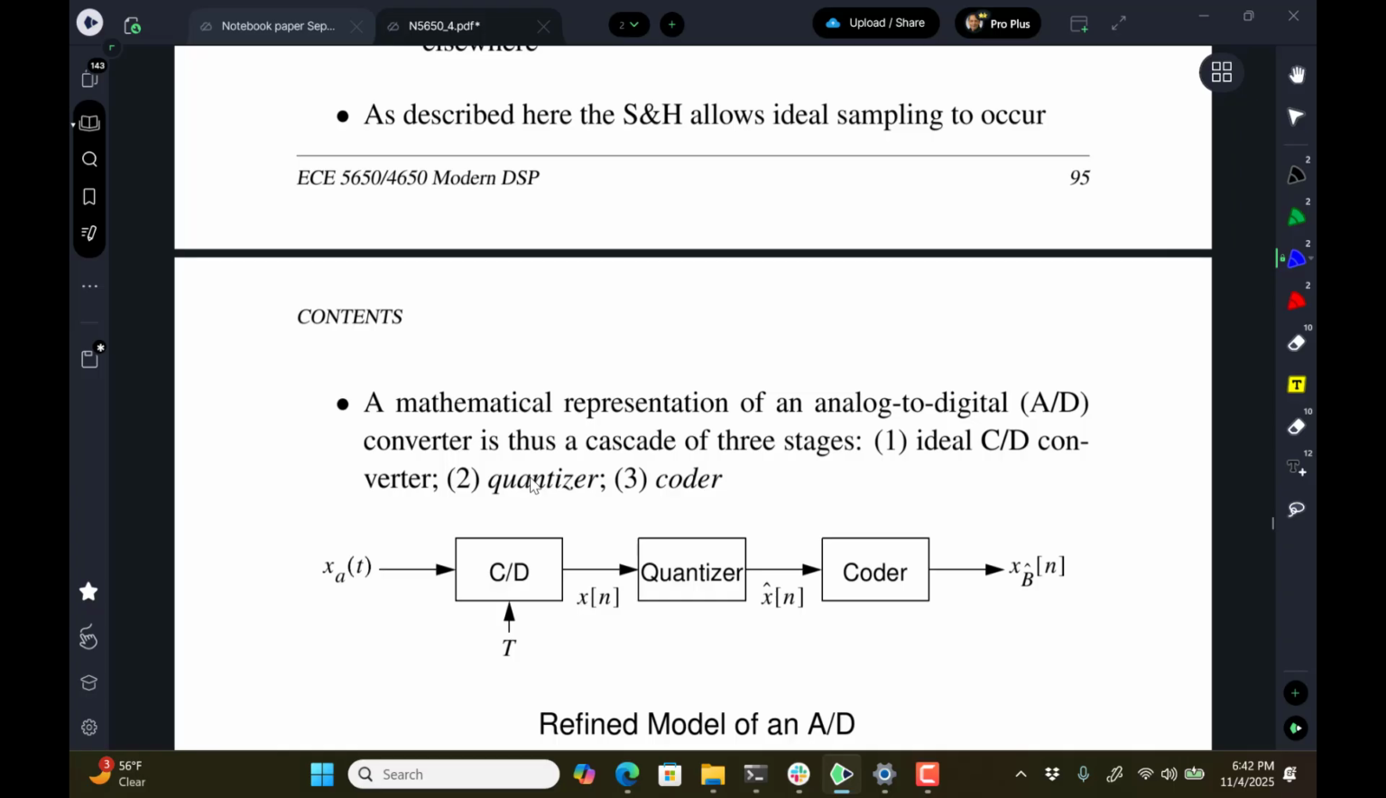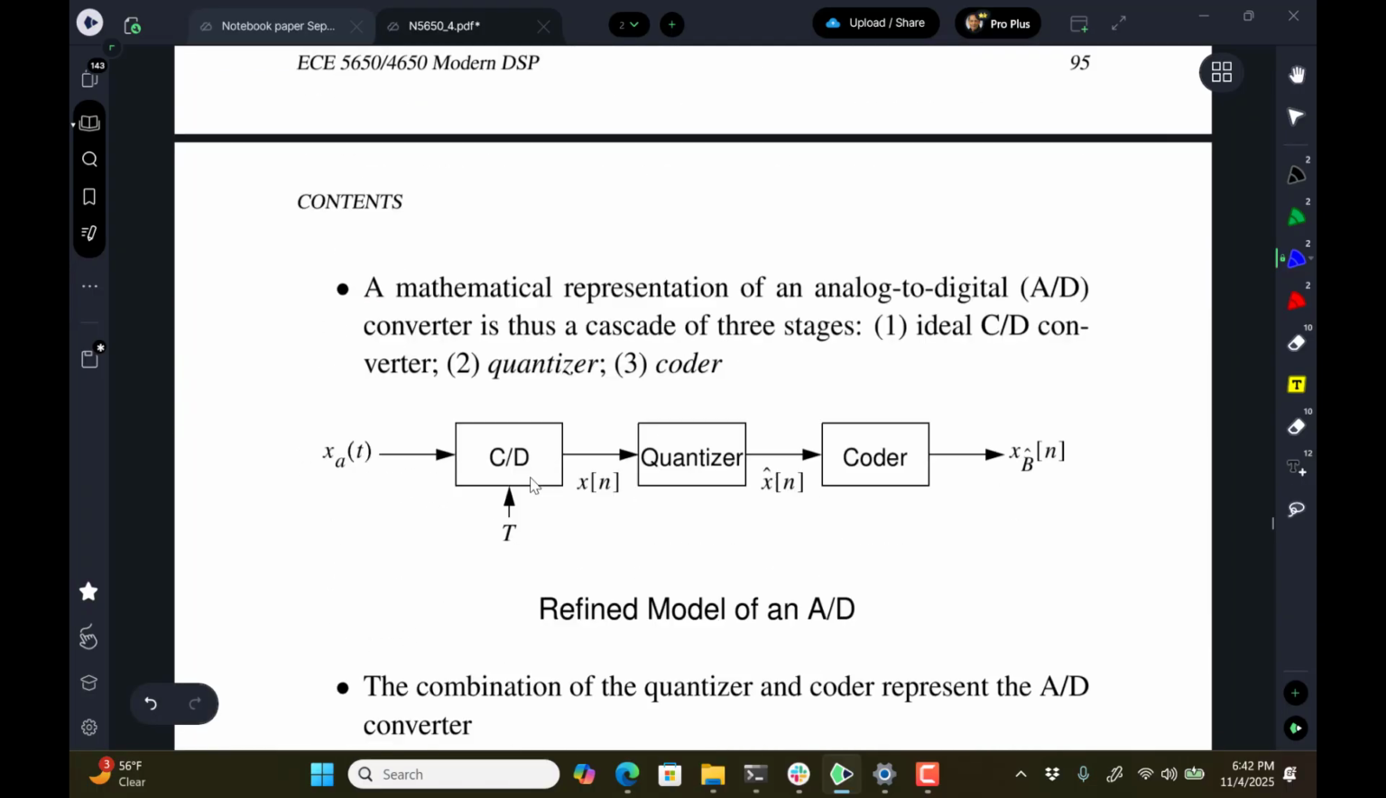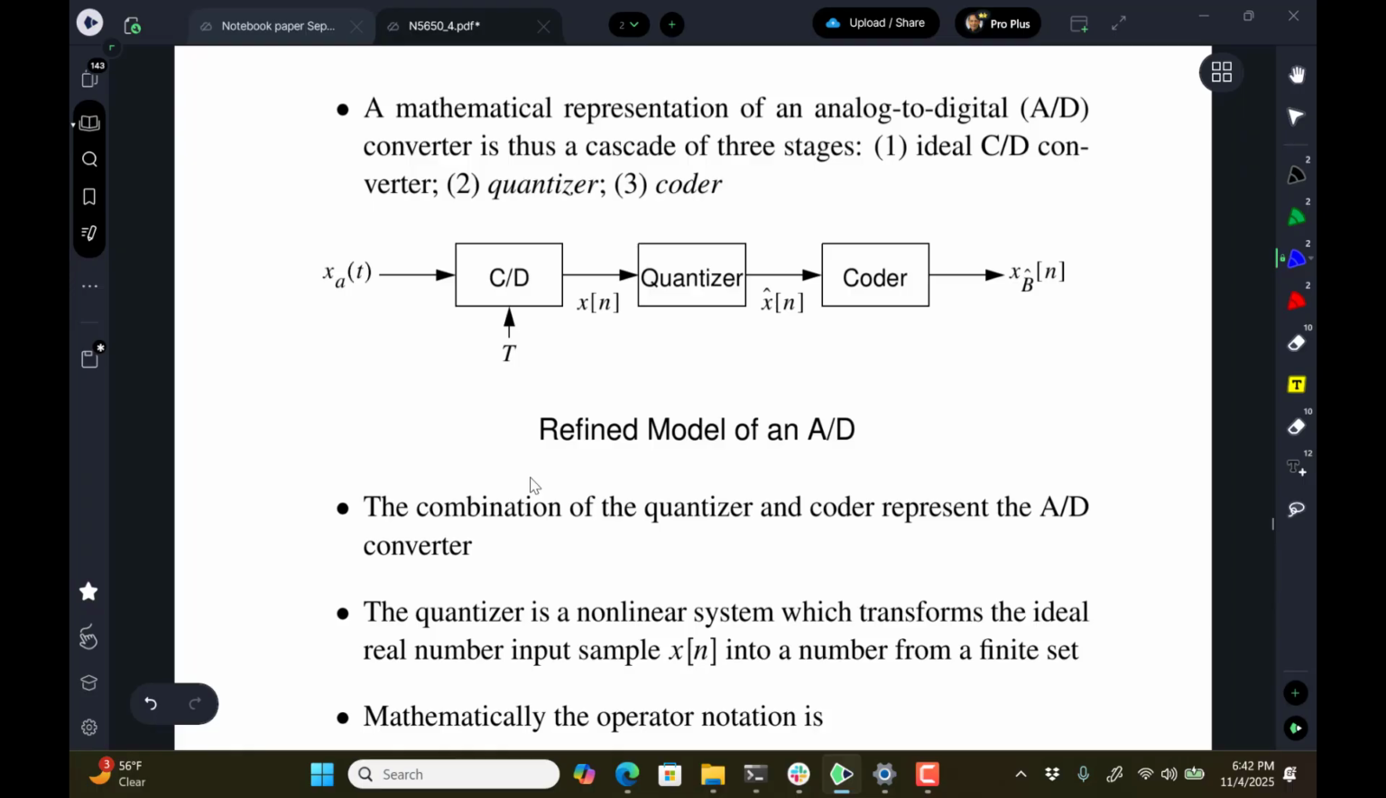So now we're going to move on. We talked about the sample and hold, so now we're going to move into the heart of where we get to have some fun with our modeling: the analog to digital converter. It's a cascade of three stages. It has the ideal continuous to discrete that we talked about early in the semester back in chapter 2. It has a quantizer, and then it has a coder.